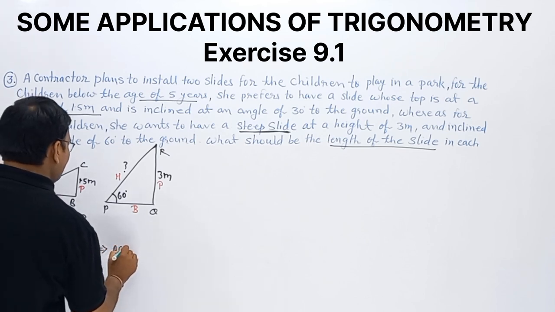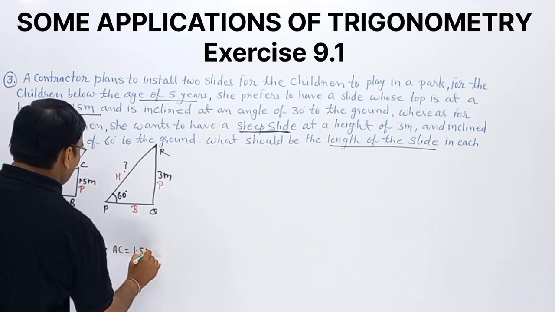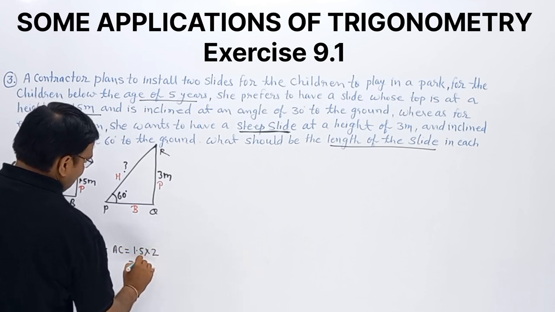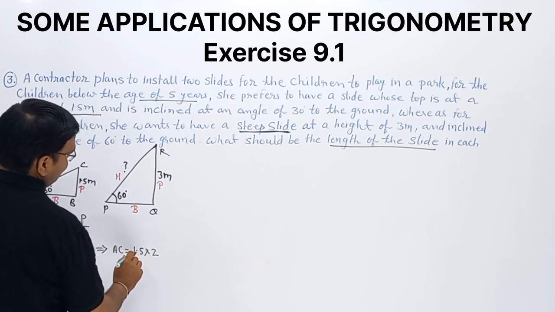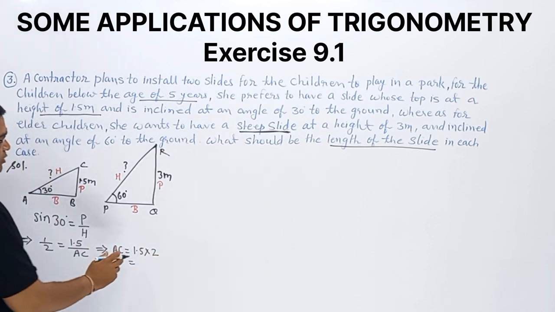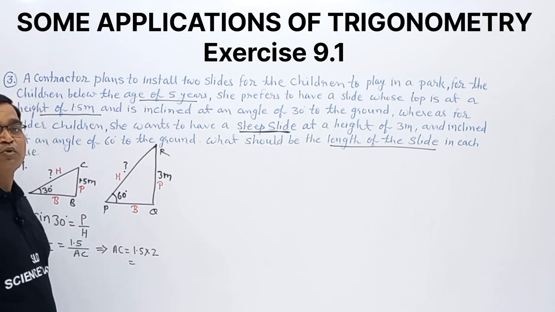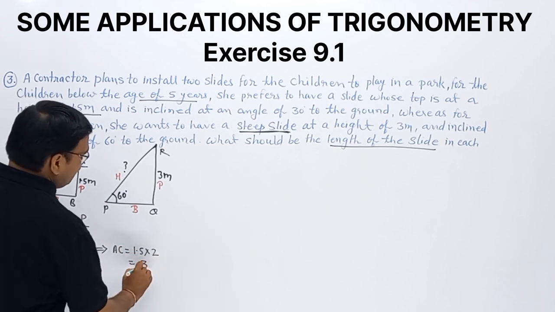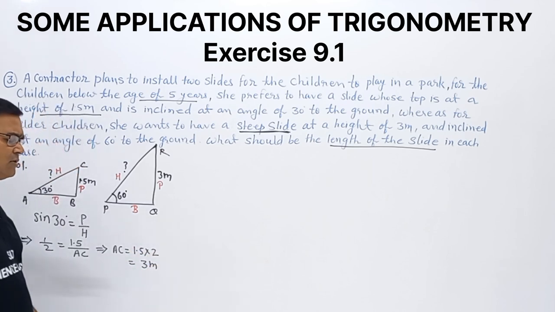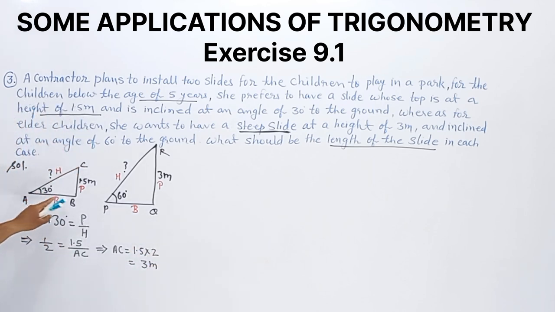AC will be 1.5 into 2, 1.5 multiplied by 2. So 15 2s are 30. So finally we are getting 3 meter. Double of 1.5 will be 3 meter. So finally what we can say? Height of this one is 1.5 meter, and so length of this slide will be 3 meter. So the first answer we obtain is for the slide for children below 5 years age group.